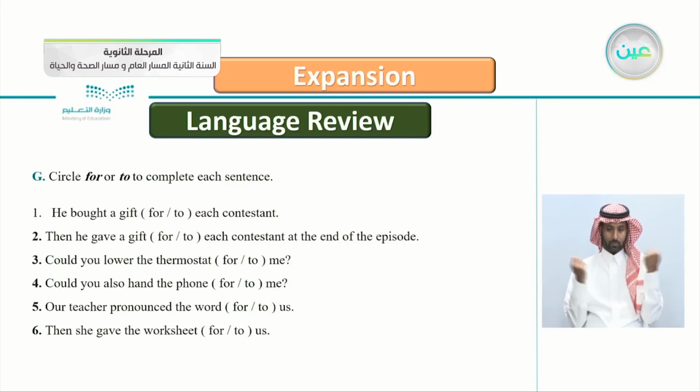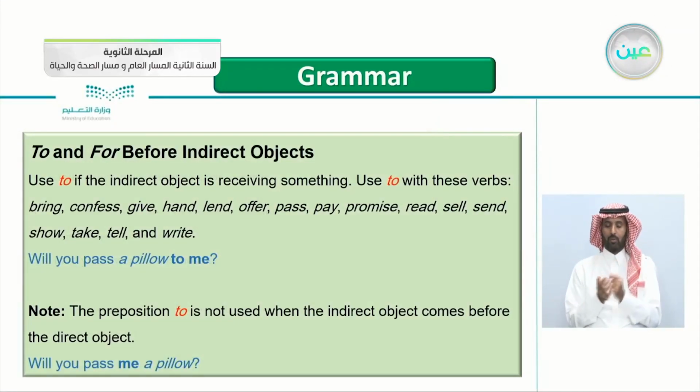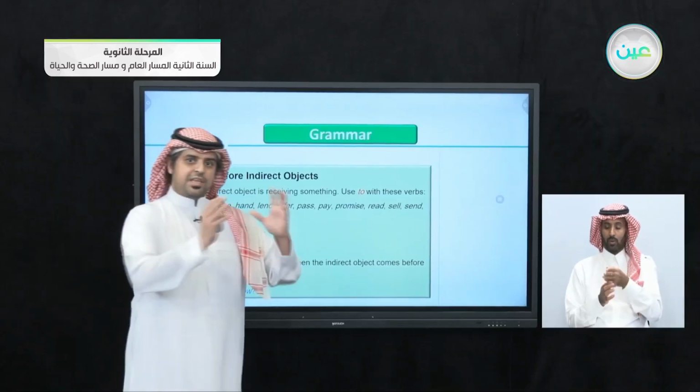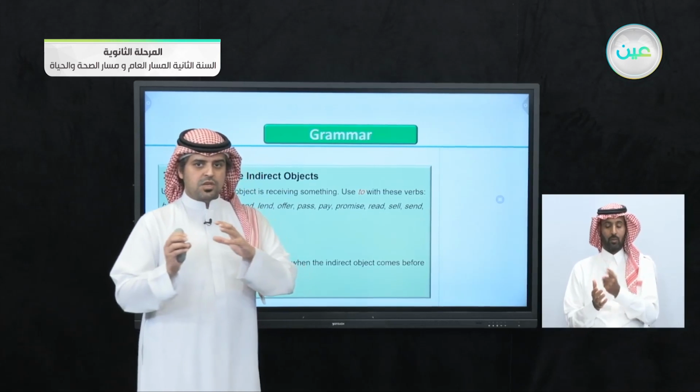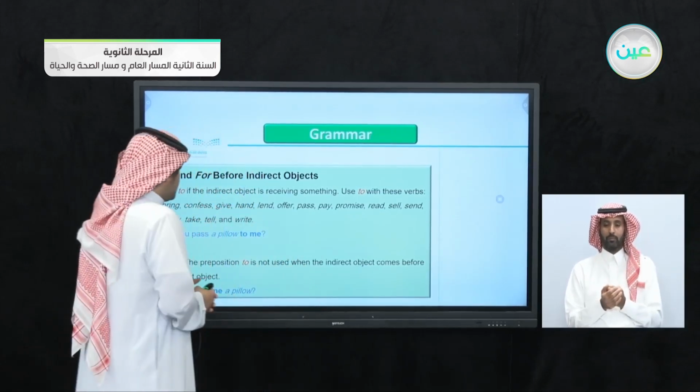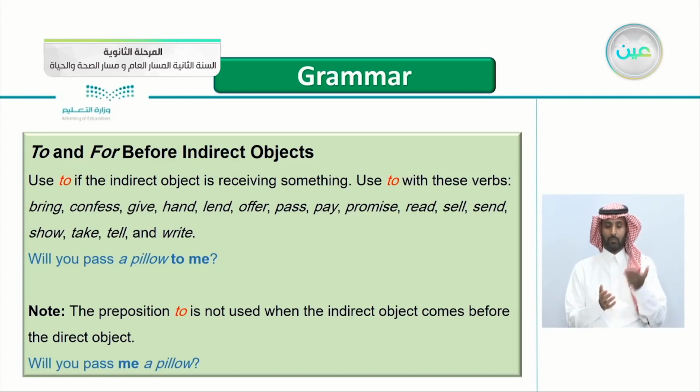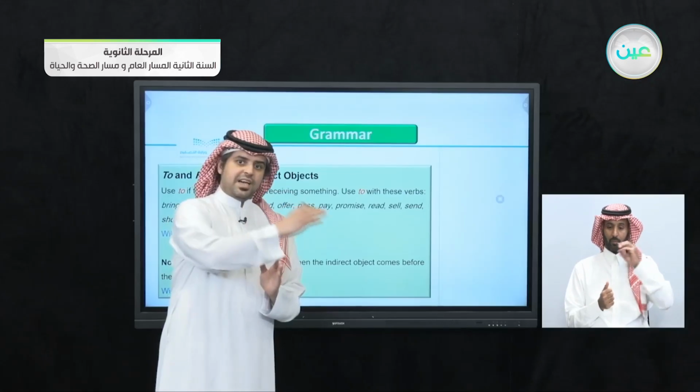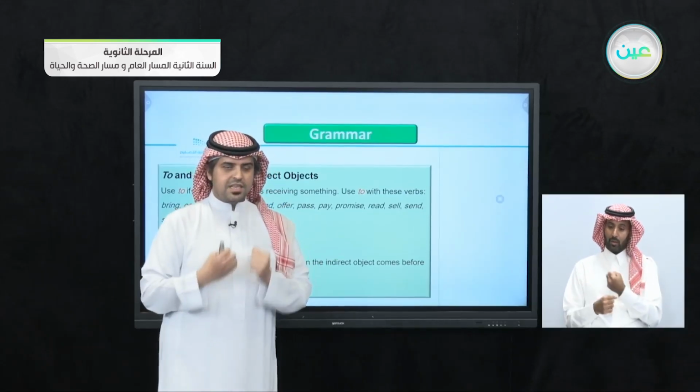We have 6 sentences, but before we read them, let's revise this part of the grammar, to and for before indirect objects. So if you remember the direct and the indirect objects and how do we use to and for, we'll revise it now so we can answer the question. To and for before indirect objects. We use to if the indirect object is receiving something.